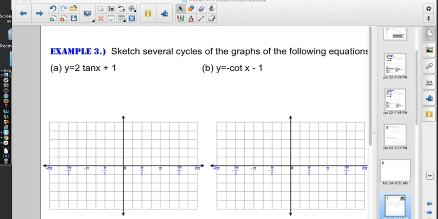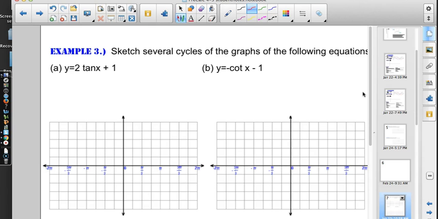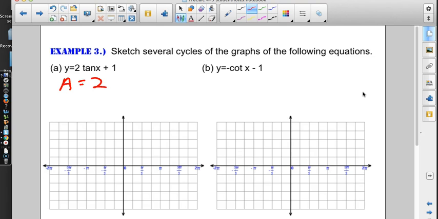3, which has lots of good tangent and cotangent graphs for us to look at. So for A, when it says sketch several cycles of the graph, it's a good idea to go through the stuff in your head that we've been doing, where you're thinking, okay, A is 2, I have to remember to stretch this out when I get to the graphing part here. Looking for a B value, and there isn't one in front of the X, so that means that the period is going to remain pi.